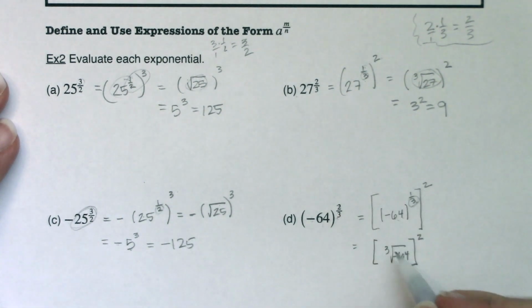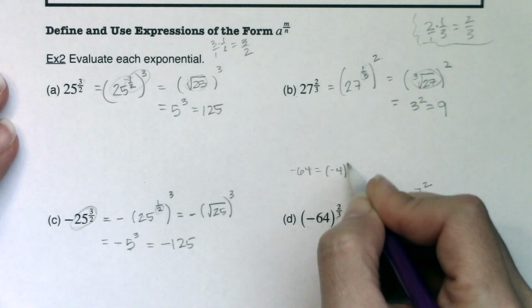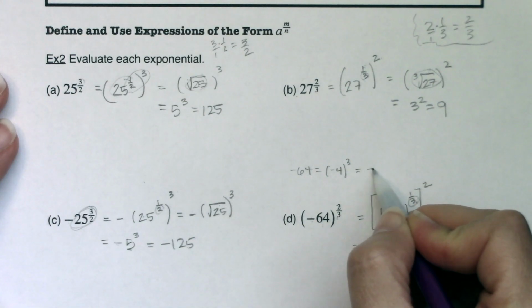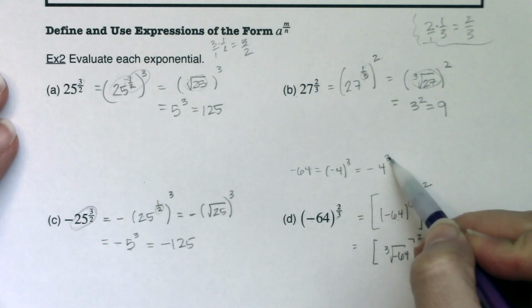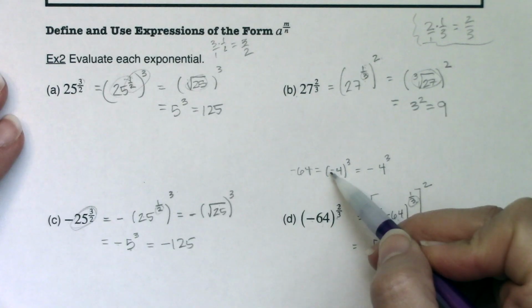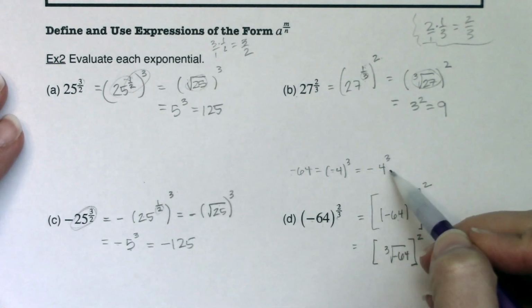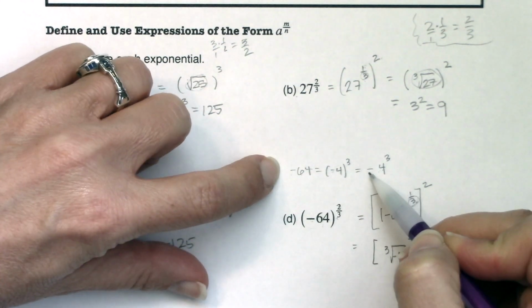Just to remind you, you can look at it a couple of different ways. Some people are going to think of negative 64 as negative 4 cubed, and some people are going to think of negative 64 as the opposite of 4 cubed. Negative 4 cubed, in parentheses, because ultimately a negative times a negative times a negative is negative. Or some people just want to look at 64 and say, well, 64 was 4 cubed and I had a negative in front of it.